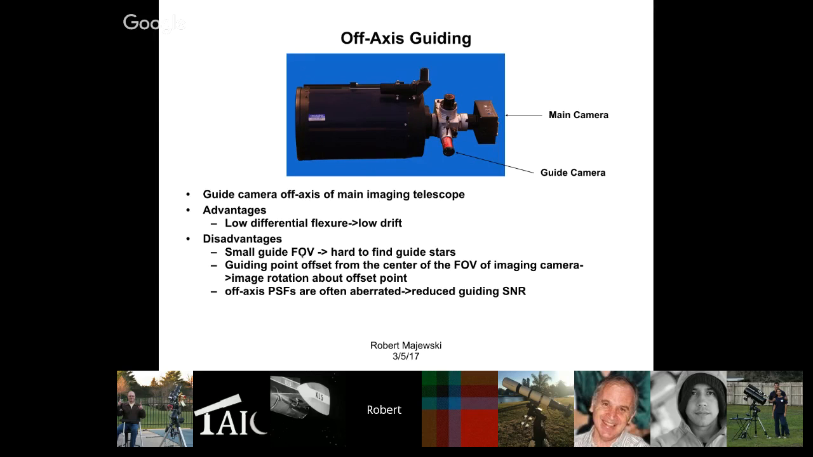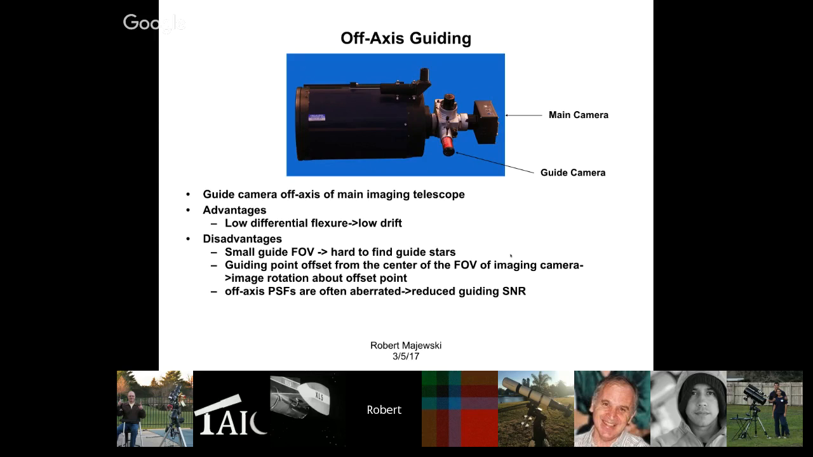The bad part is that the field of view is small, so it makes it hard to find that little 9th or 10th magnitude star or whatever you're trying to use. You might have to rotate the thing around, and you're guaranteed that you're going to use an offset point because the guide camera is offset from the center of the field of view. I mean, that's a given in this configuration.